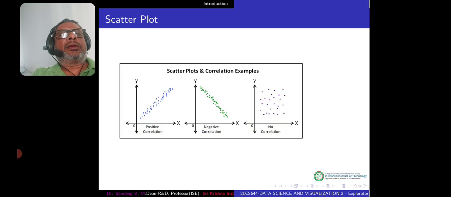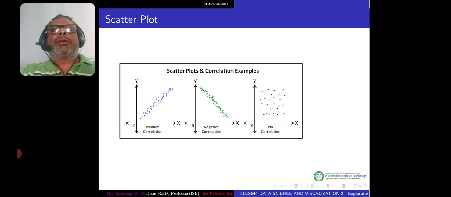Therefore, I cannot say that they are somehow related to each other. So we can say that there is no correlation. If we plot the scatter plot, we can understand whether the two things are correlated or not. So this is what we were discussing earlier.